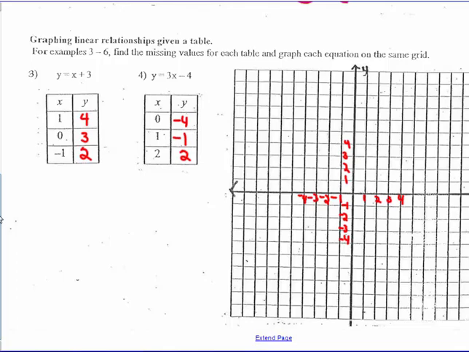1, 4, my first point here in number 3. So x is 1, y is 4. Make sure you're plotting x first. 0, 3. And negative 1, 2. They should line up in a line. Yes, this looks pretty linear.